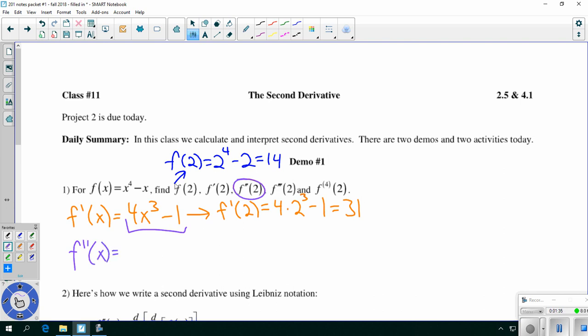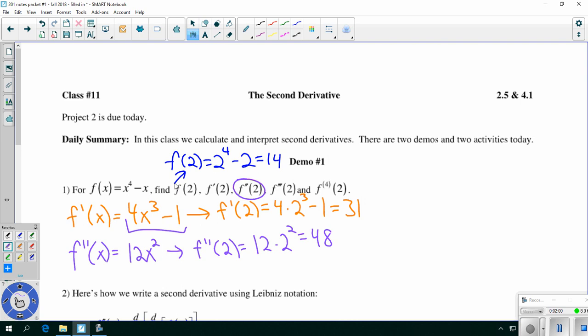The derivative of 4x cubed minus 1, again, that's our power rule. 3 comes down, 12x squared, the minus 1 becomes a 0. So there you go, that's our first second derivative. It's the derivative of the derivative. And of course, we could plug any number we want in here. So in particular, plugging 2 in, 12 times 2 squared, 48.